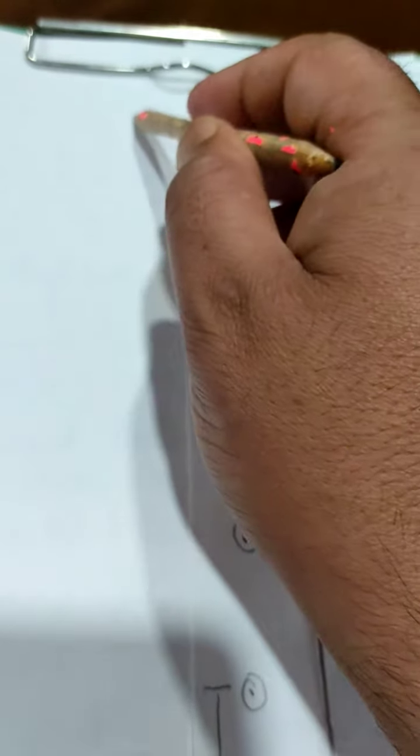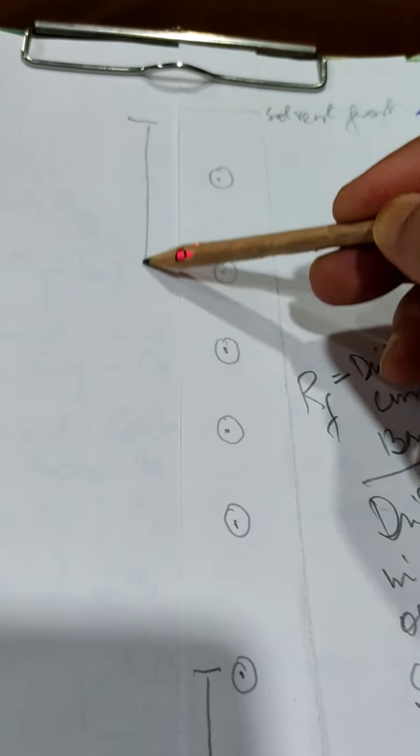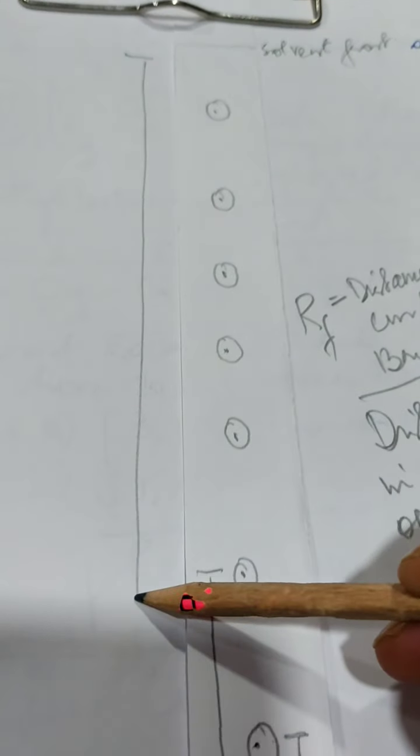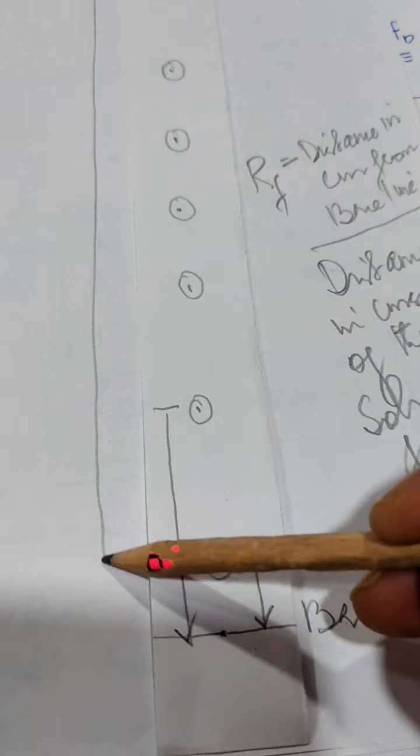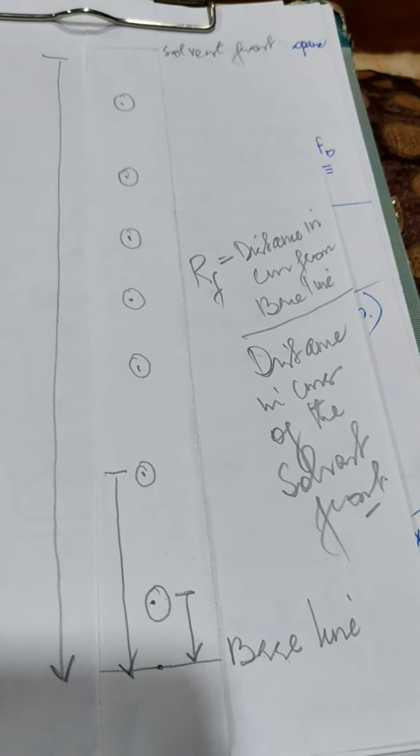So this huge distance, you can see, from this particular point, the solvent front, straight down to the baseline, this distance remains constant for all the spots, but their individual distances vary. And that's how we can get the RF factor for all of them.